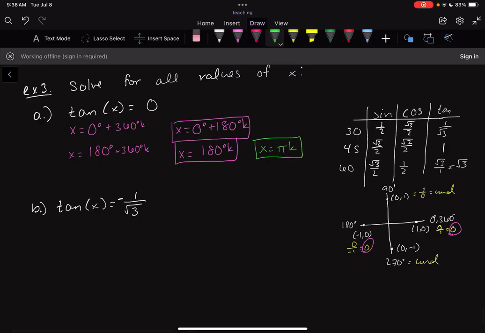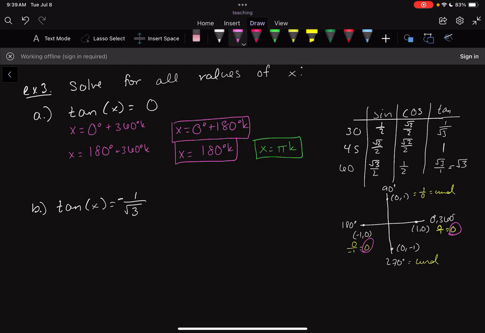So again, with tangent, you actually don't add 360. You would just do 180. Now, if you did do 360, that is not something that I would take off points for, but it is something to keep in mind, definitely as you're doing your homework and stuff like that. And so let me show you part B as well.